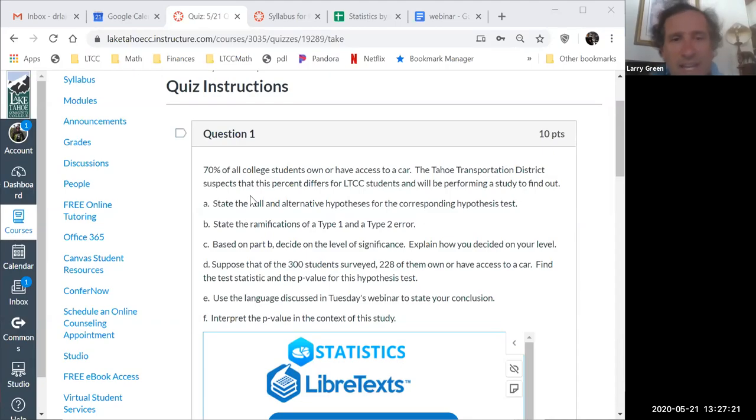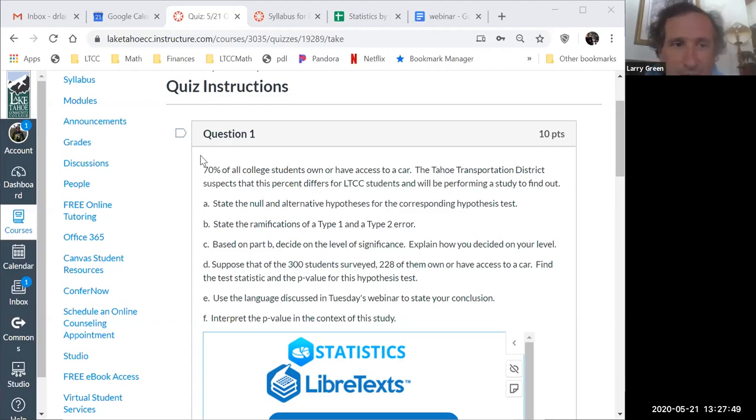Okay, and what it says is 70% of all college students own or have access to a car. It must be true because Google said so. So again, don't 100% trust, but I actually did look it up, so I did have a source for this one. The Tahoe Transportation District suspects that this percent differs for Lake Tahoe Community College students and will be performing a study to find out.